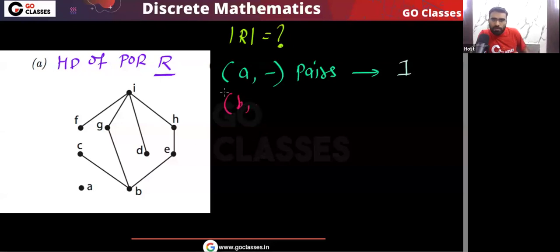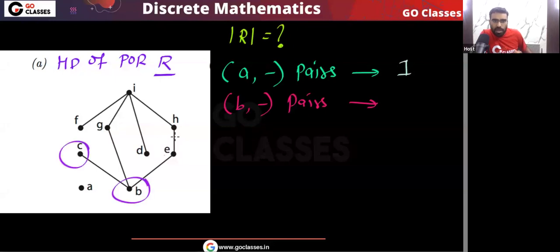Okay, how many pairs of this type? B is related to someone. How many pairs of this type are there? You can see B related to B, B related to C. Okay, upward path. Just look at the upward path. So this is what B is related to. Yes or no? Is this clear?